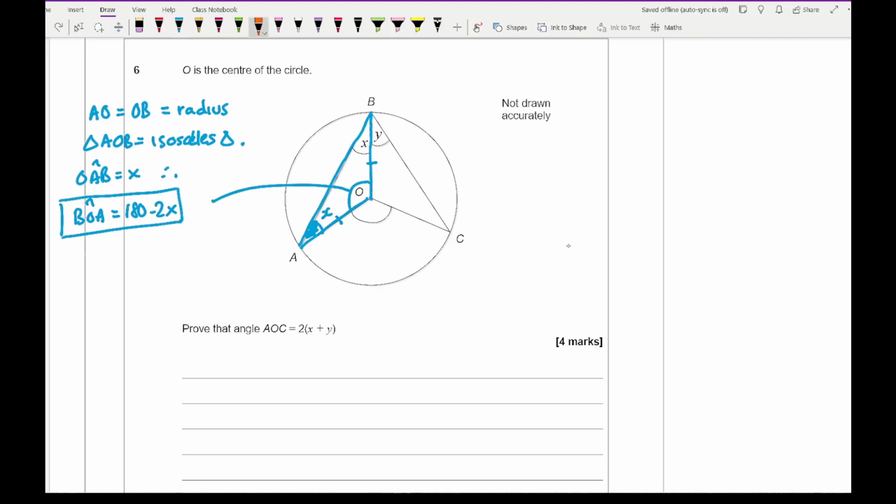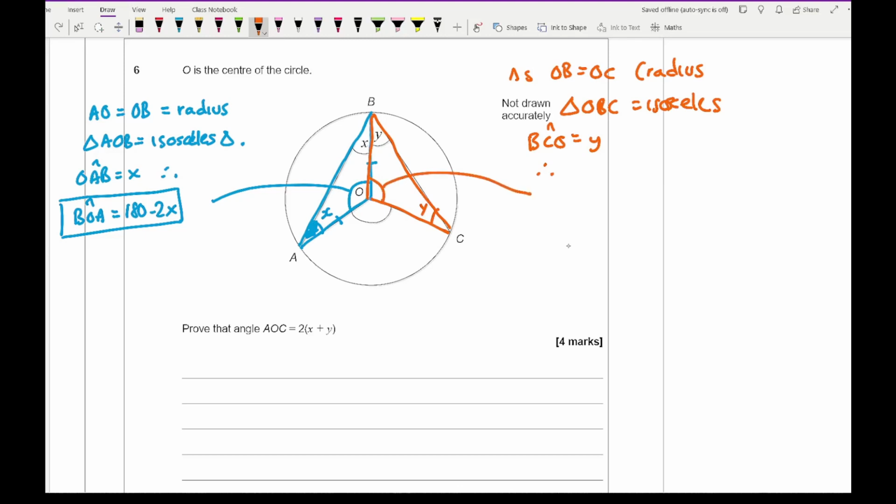So then if I repeat what I've just said, but with regards to this triangle here, that as OB equals OC, because they're both a radius of a circle, that triangle OBC is isosceles, and that angle BCO is also going to equal y. So therefore this angle here is going to be 180 minus 2y.